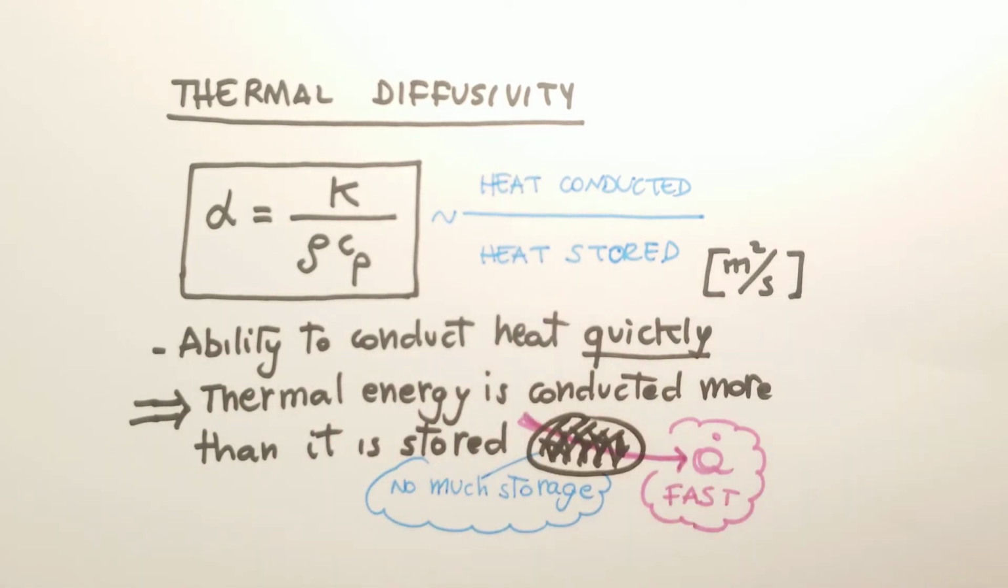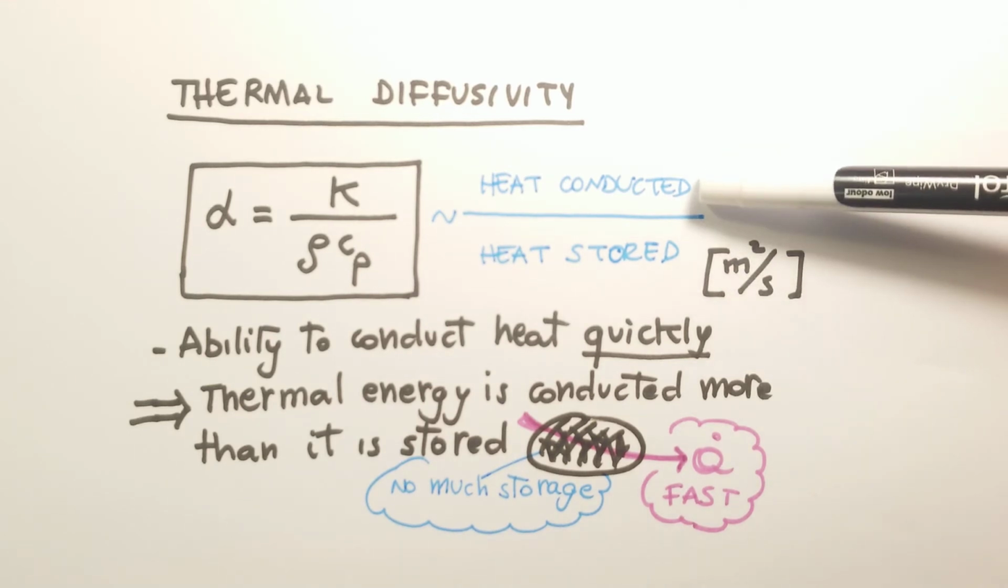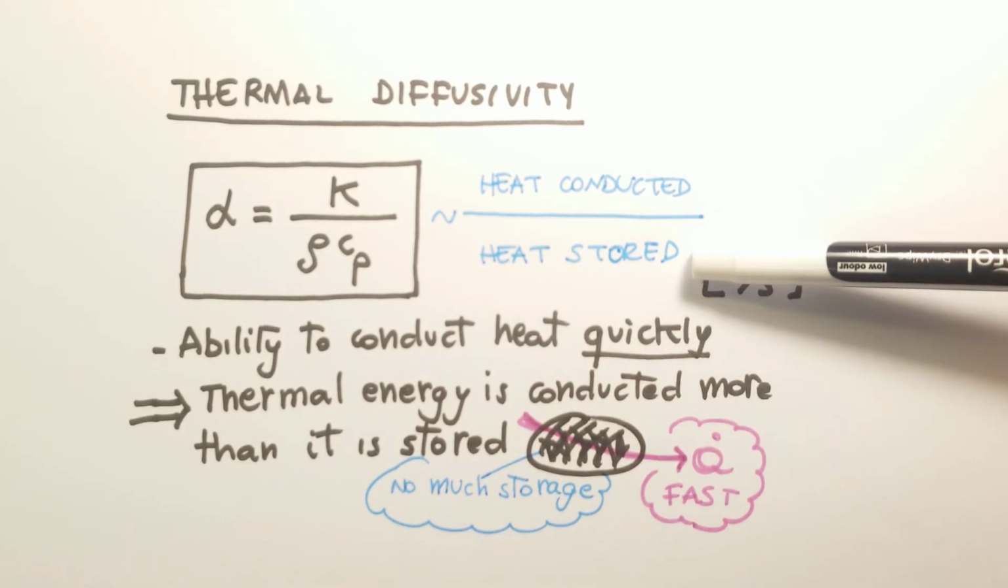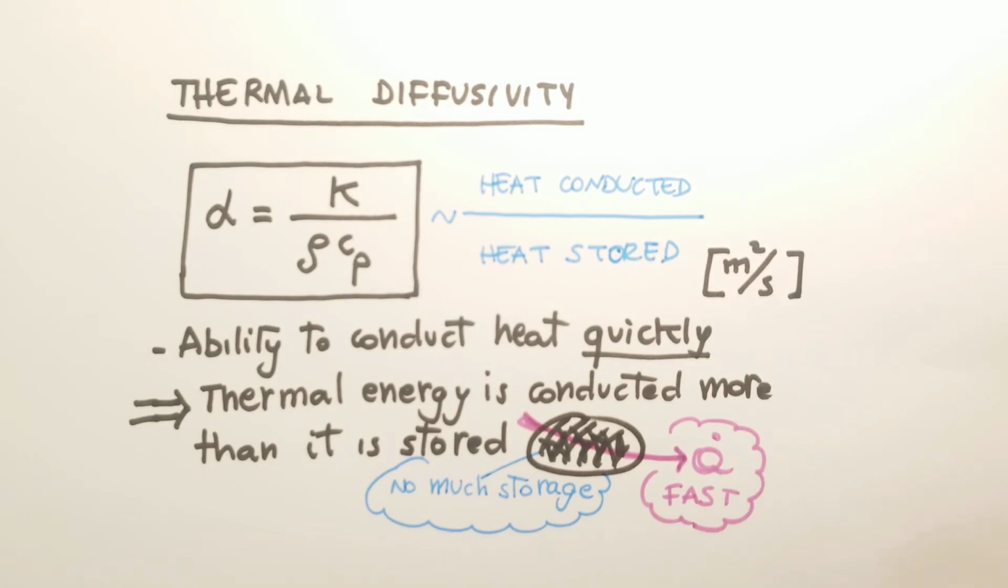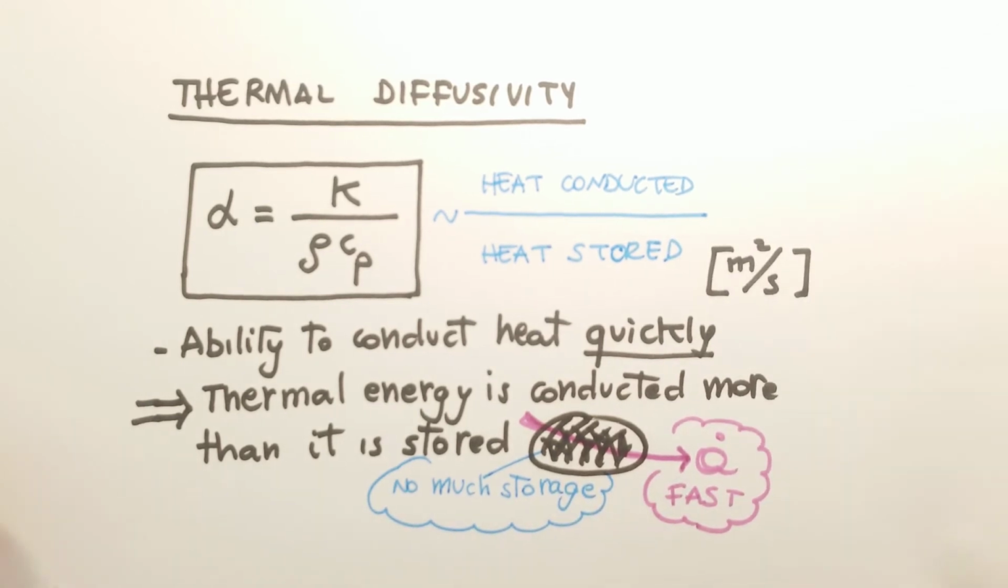So the thermal diffusivity expresses the ability of a material to conduct heat quickly, because thermal energy is conducted more than it is stored. If you have a high value of alpha, then heat is conducted much more than it's stored. So it's related to unsteady heat conduction, mostly.